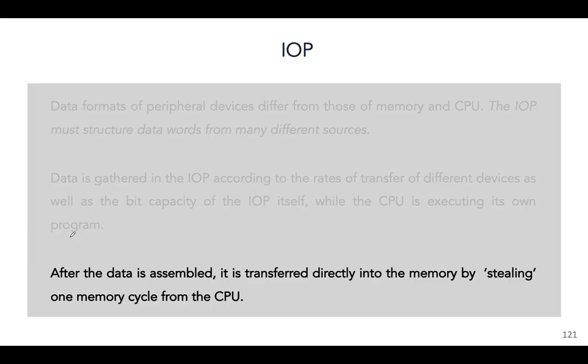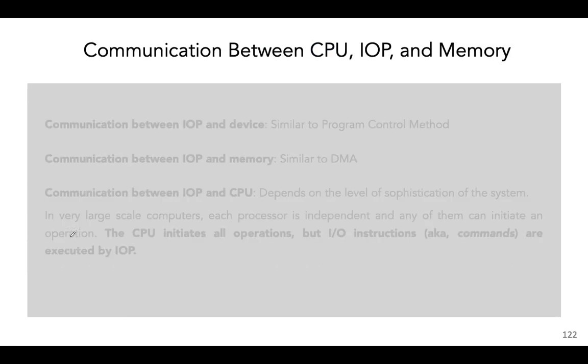So it's like this: the IOP will gather all the requests that all the devices have, right? All the data transfer requests, and then when it is full, it cannot accept any more requests from any devices. It will steal one memory cycle from the CPU. You remember cycle stealing? So it will steal one memory cycle from the CPU. It will transfer all that data into the memory directly, and then now it's empty, and it will start accepting data from its devices again. So this is how an IOP works.